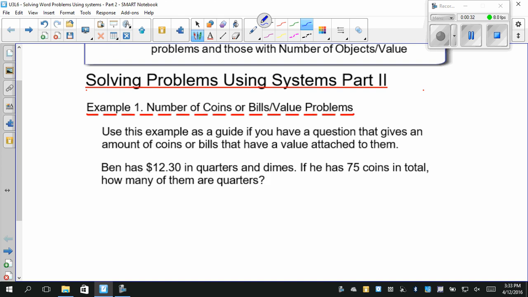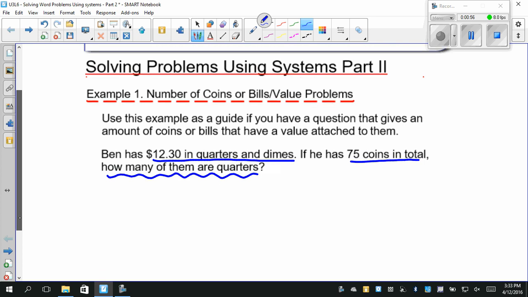So Ben has $12.30 in quarters and dimes. If he has 75 coins in all, how many of them are quarters? So we're being asked what the number of quarters are. So that leads us to what we're going to use for our let statements.